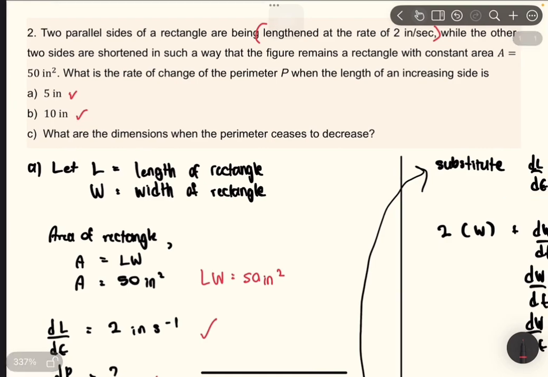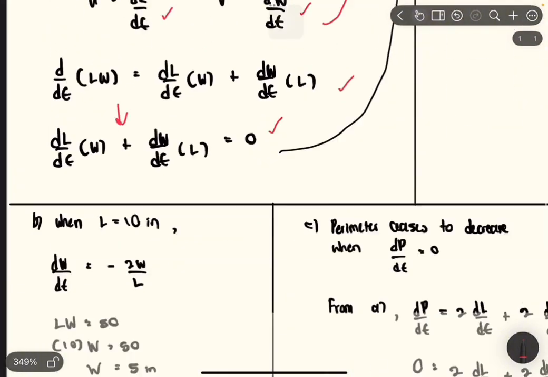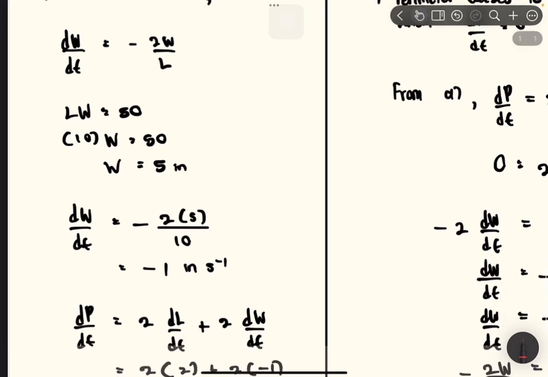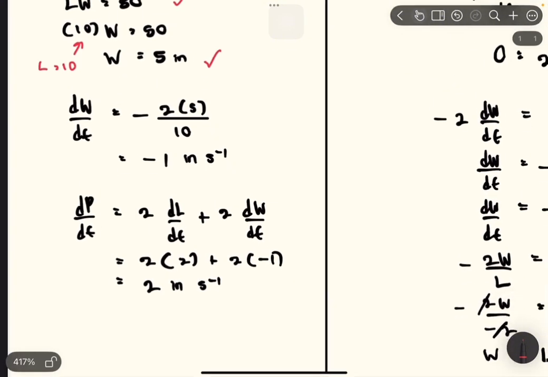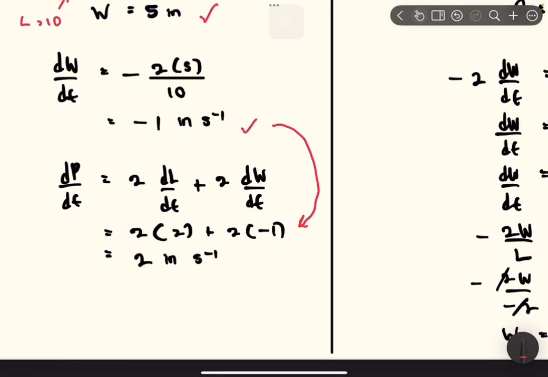The same also goes for question B, when it's asking for L equals 10 inches. Basically, you pretty much do the same thing all over. dW over dt equals negative 2W over L, LW equals 50, and then substitute L equals 10, and you'll get W equals 5. Then dW over dt is negative 2 times 5 over 10, and as earlier, you substitute inside, and then you get 2 inches per second as our dP over dt.